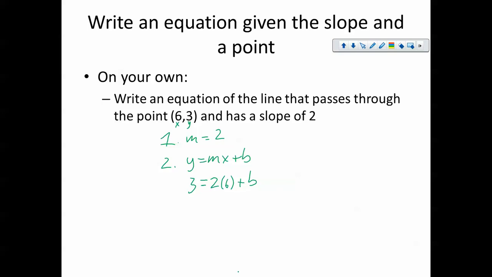and now we're going to solve that equation to find the y-intercept. 3 equals 12 plus b. Subtracting 12 from both sides gives me negative 9 equals b. Therefore, my equation is y equals 2x minus 9.